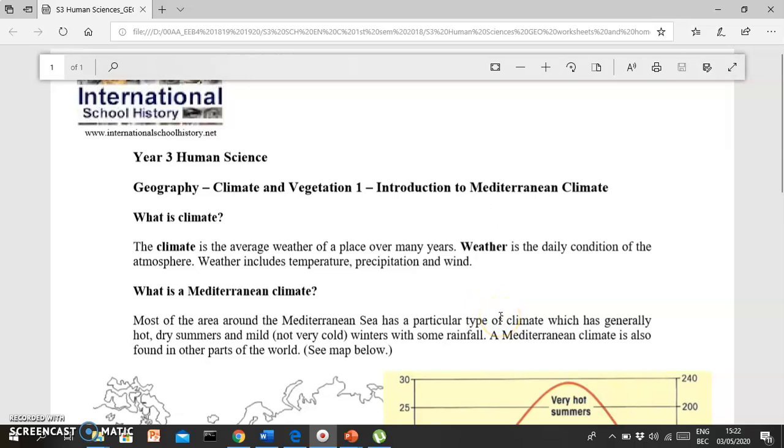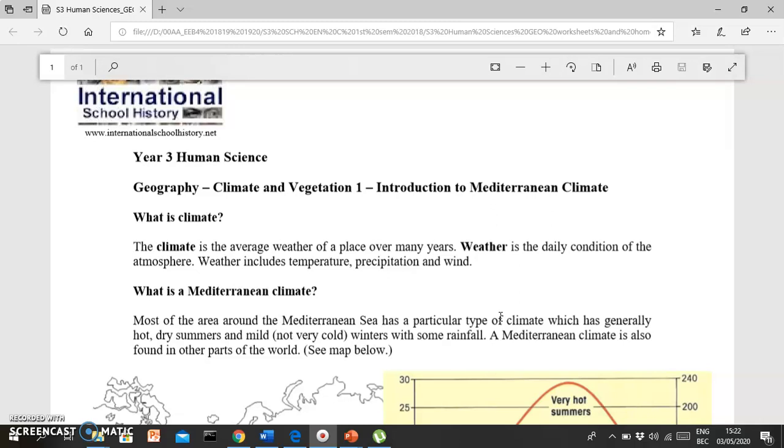So, climate, you can say, is the average weather in a particular place over a certain period of time. Usually, it's a longer period of time. We're not only talking about days or weeks, but years. Okay, so it's more of a general description of how things are in a particular place.